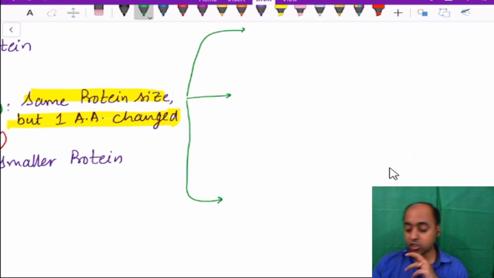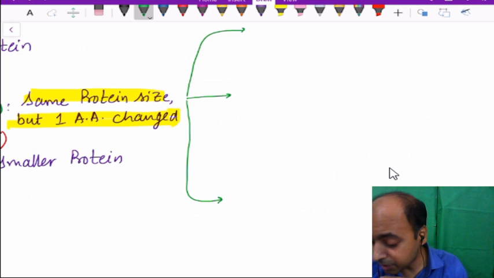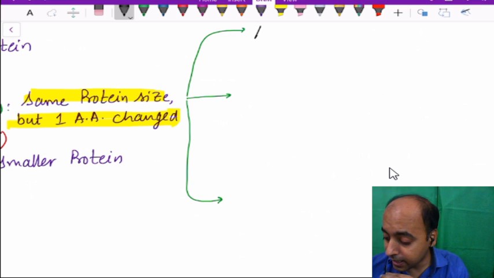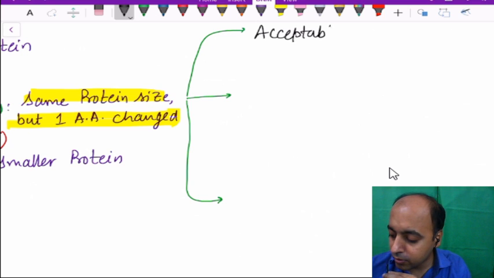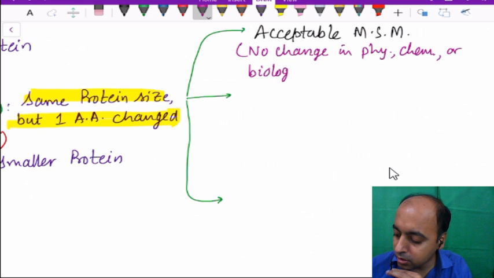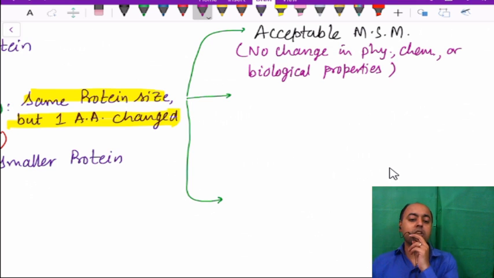It depends where the change in the protein is occurring. Sometimes the change will not cause any major alteration in the properties of the protein. We call it the acceptable missense mutation. What is happening in acceptable missense mutation? There is no change in physical, chemical, or biological properties. That will be acceptable missense mutation.